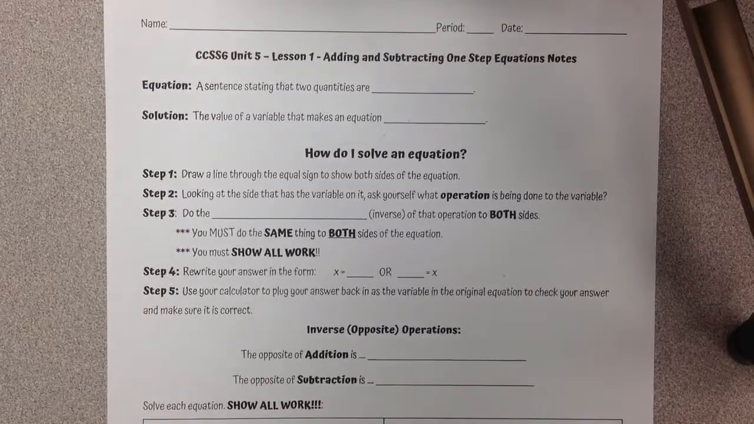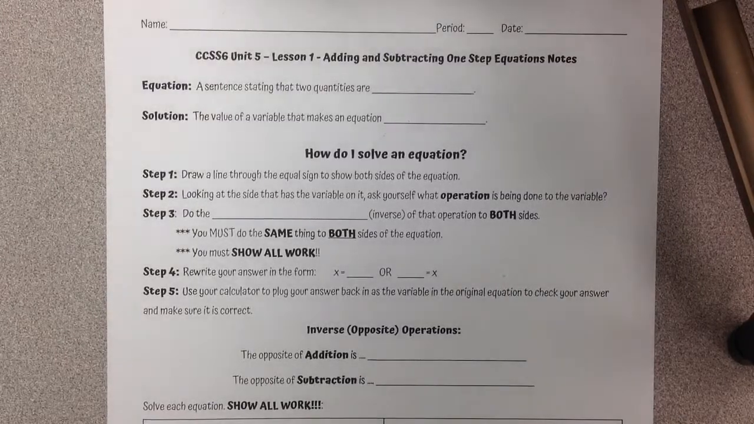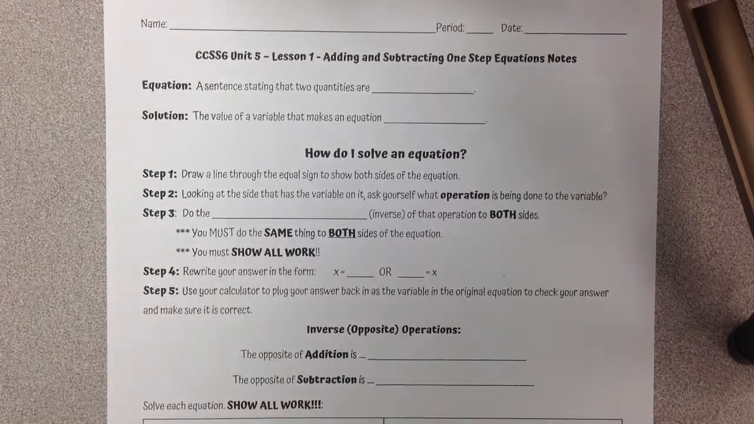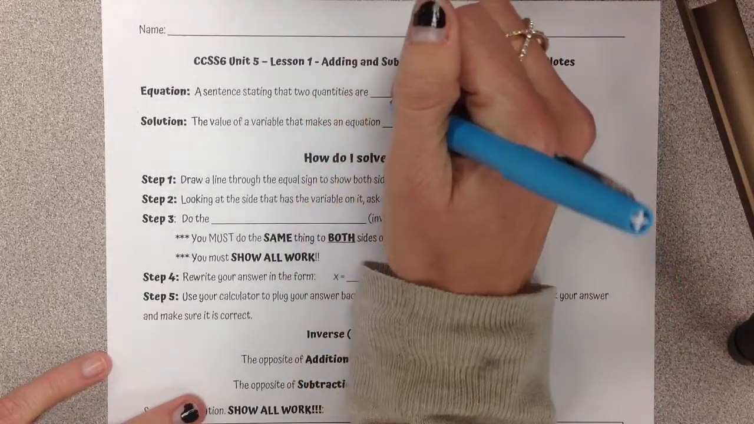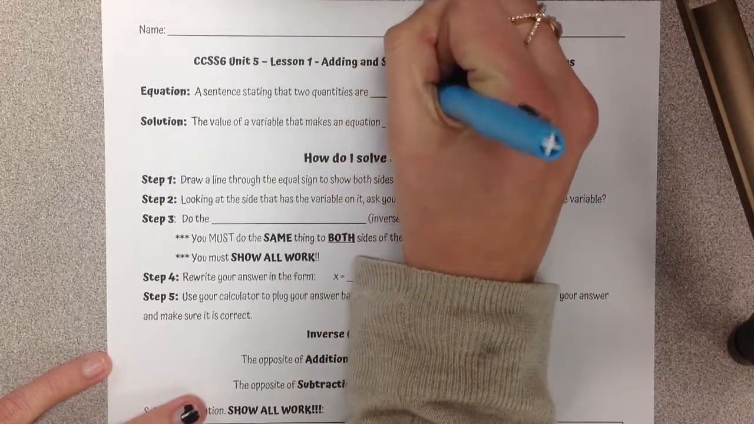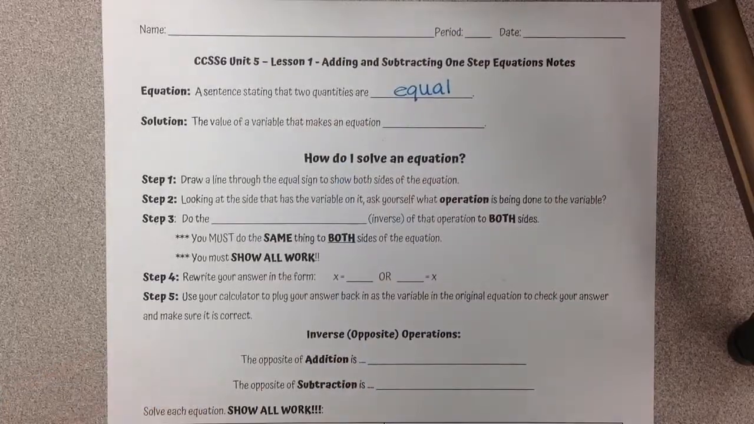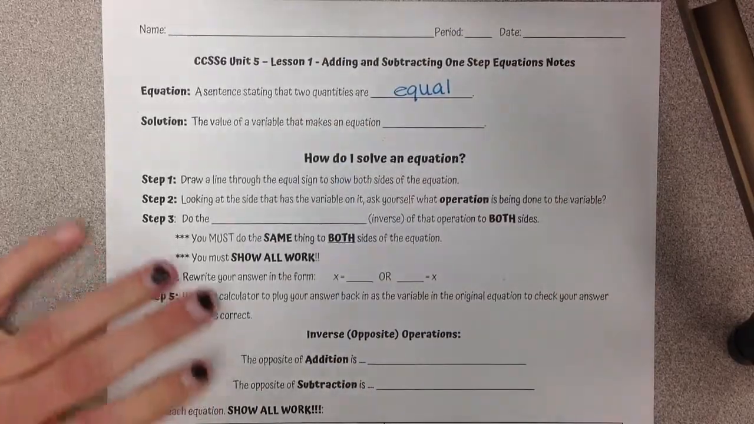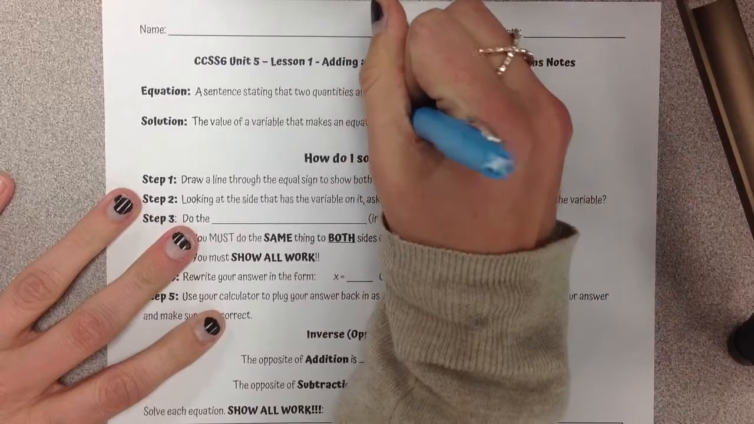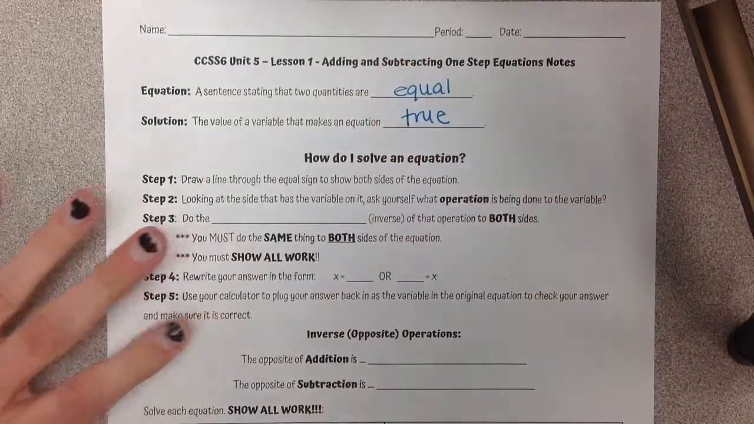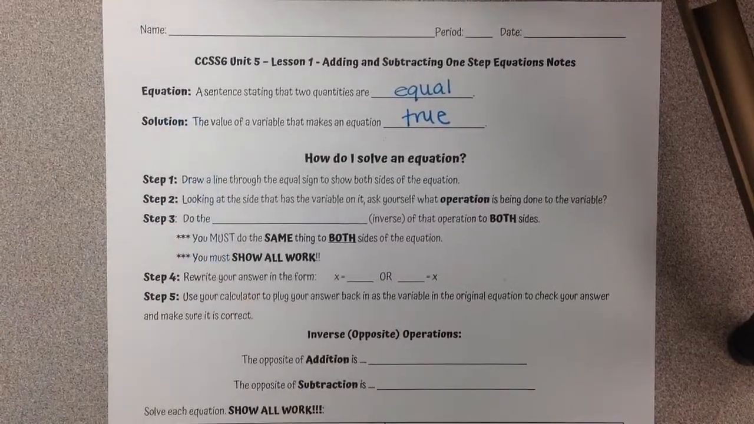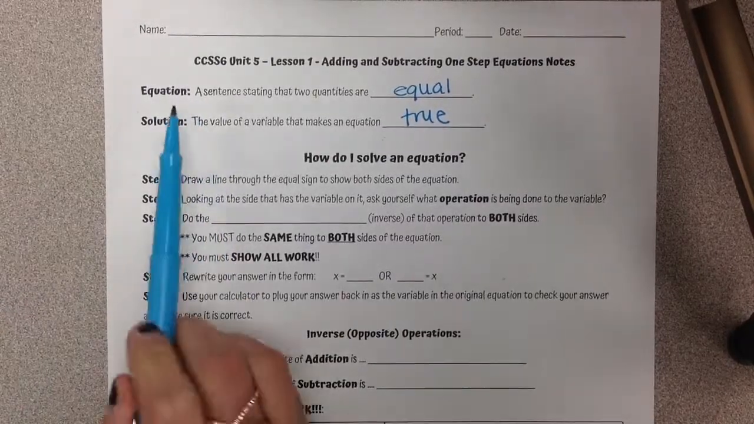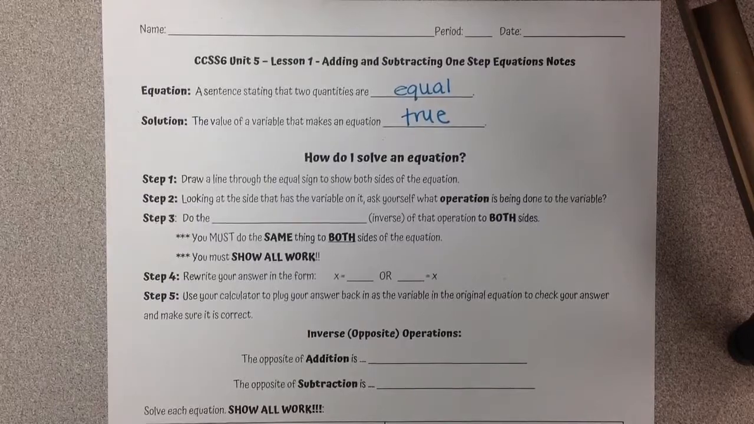For this first lesson of the equations unit, we're going to talk about adding and subtracting one-step equations. First off, we need to talk about what an equation is. An equation is a sentence stating that two quantities are equal. And then a solution is the value of a variable that makes an equation true. So basically, we are solving equations to find out what value is true for it. And the difference between an equation and an expression is that an equation has an equals sign.